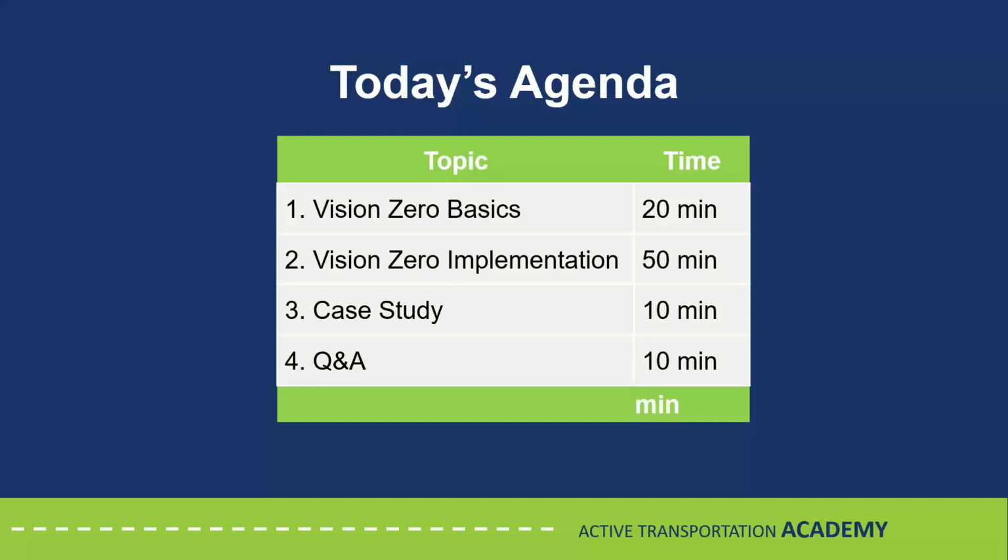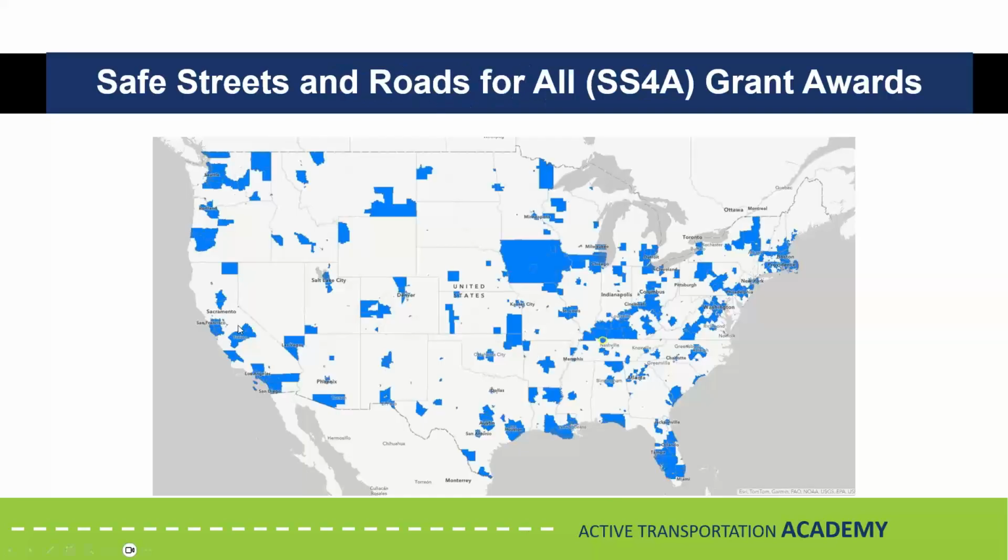Now, on to today's agenda. We're going to start by talking about Vision Zero basics, focused on the core elements of a Vision Zero plan. Then we'll move on to Vision Zero implementation, which will cover obtaining a high-level commitment, creating the action plan, and funding opportunities for implementation. Following that, we'll talk through a case study and end with Q&A time. For the first few sections of the presentation today, I will hand things off to Catherine. So Catherine, on to you.